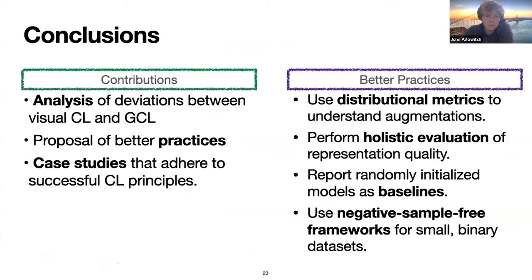In conclusion, we've looked at the deviations between visual contrastive learning and graph contrastive learning and discussed the implications of not adhering to the principles found to be useful to contrastive learning. We then proposed some simple practices in light of the limitations we saw. These include using distributional metrics to understand how augmentations are preserving task-relevant information, using holistic evaluation to understand representation quality and discriminability, reporting randomly initialized models as baseline, and using native sample-free frameworks when we're using small binary datasets.